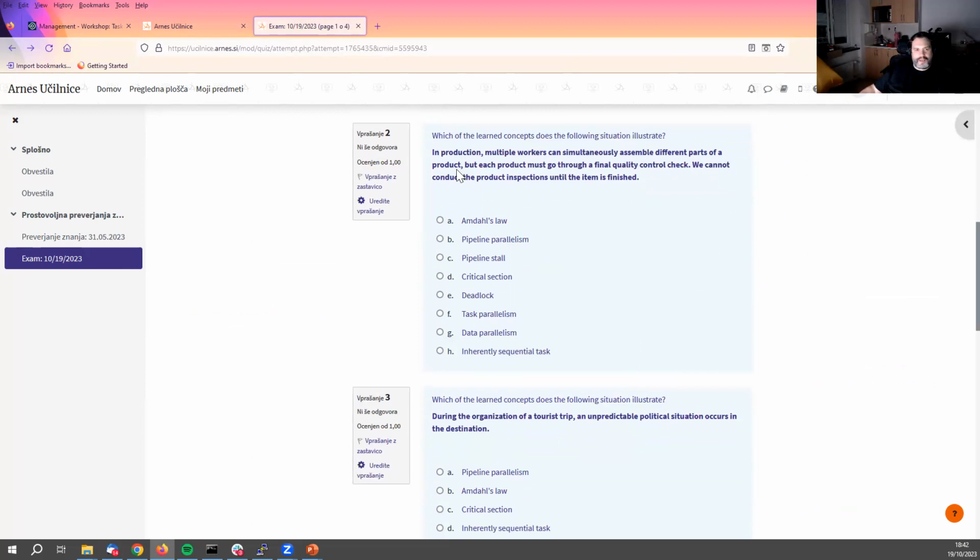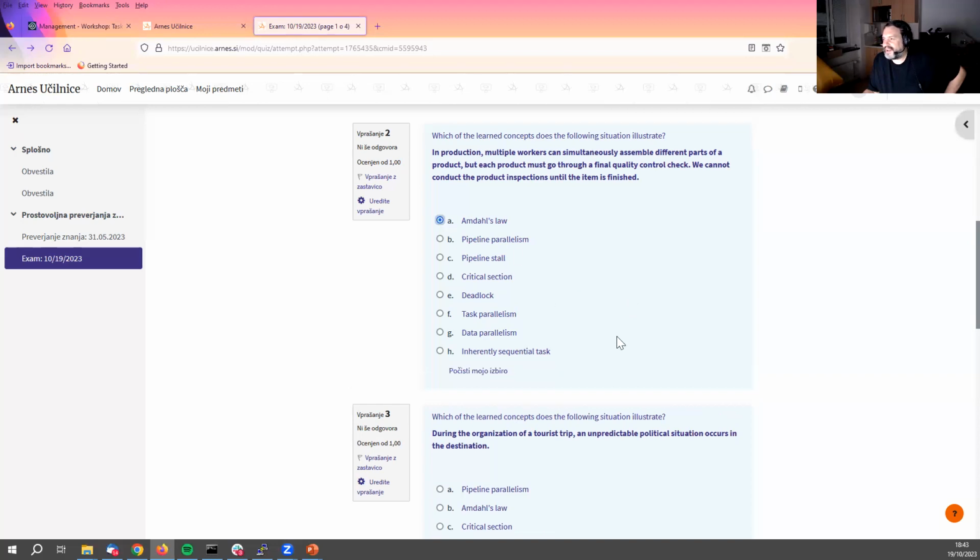Which of the learned concepts does the following situation describe? Multiple workers can simultaneously make different parts of the product, but each product must go to a final quality control check. We cannot conduct the proper inspection until the item is finished. Okay? What is this? So we have one point that actually cannot be done until all the other points are done. So we cannot conduct the product inspection until the item is finished. This could be either an inherently sequential task, but more likely we'll say that this is the concept that illustrates Amdahl's law. Okay.